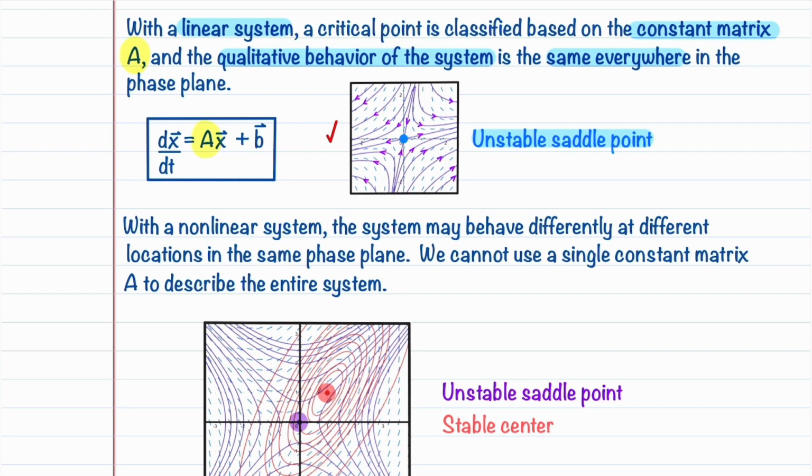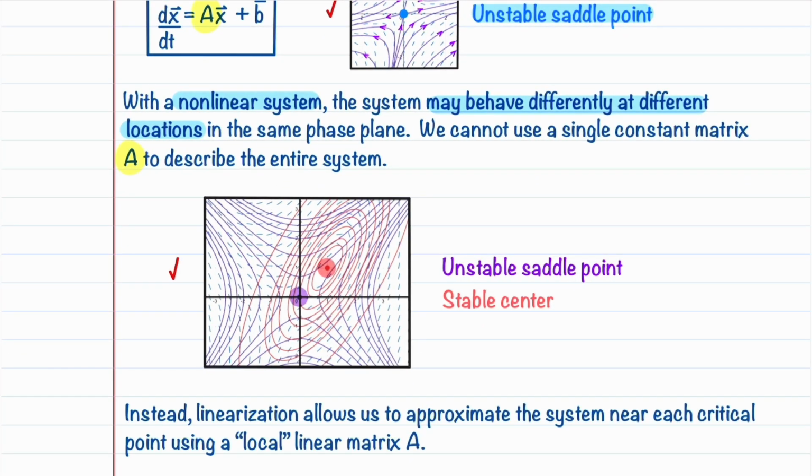Let's now compare this to a nonlinear system. With a nonlinear system, the system may behave differently at different locations in the same phase plane. Because of this, we can't use a single constant matrix A to describe the entire system. This diagram shows the solution curves to the example that we're going to be walking through. The actual phase plane is a combination of this unstable saddle point and stable center, but I wanted to show you both of these explicitly. Notice that the system behaves differently near the saddle point and near the center.